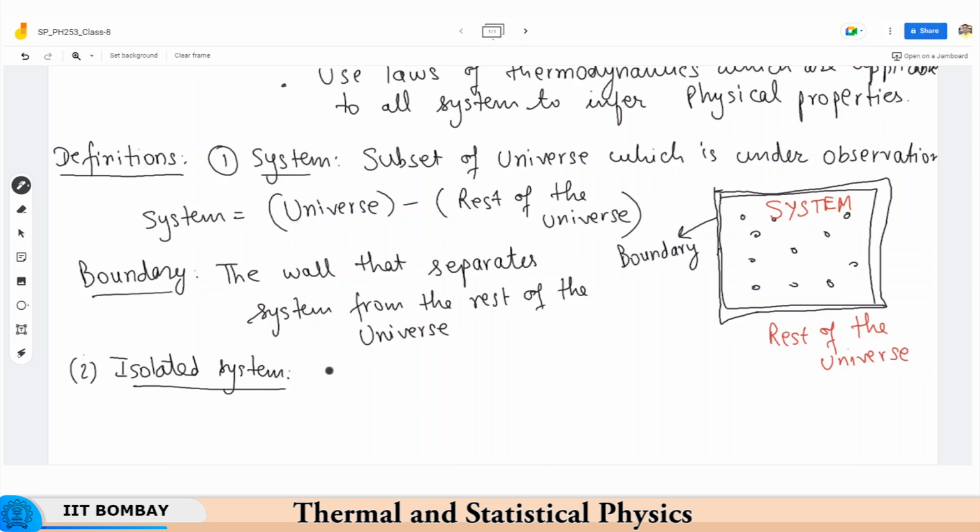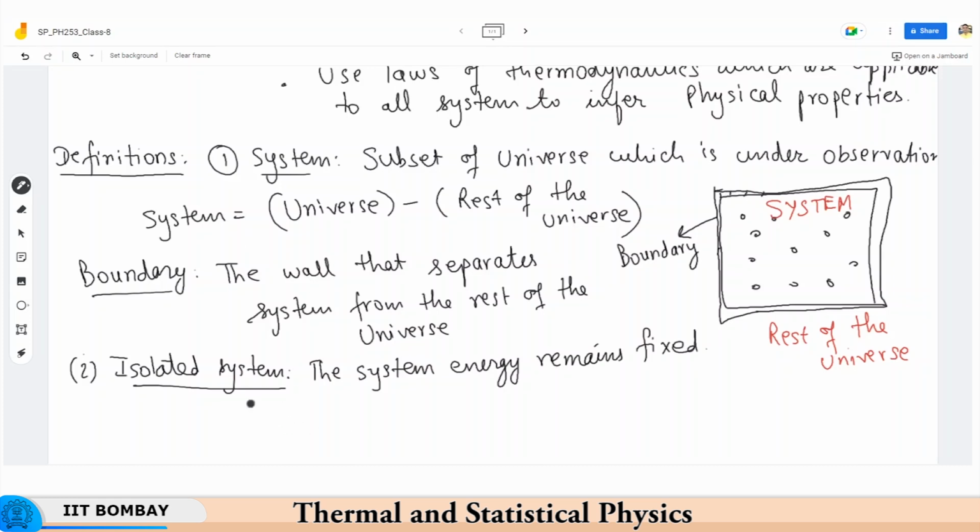So an isolated system is when the system energy remains constant, remains fixed. That is known as an isolated system, and I usually draw it schematically as some dashed lines. Okay. So the other definition is what's known as a closed system.